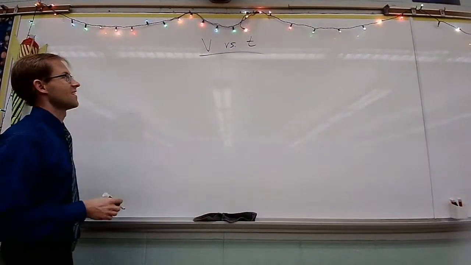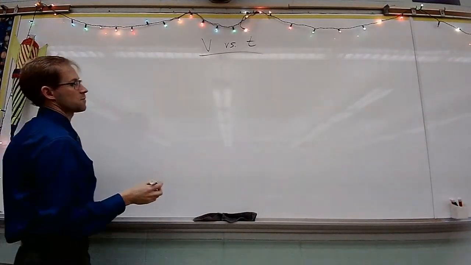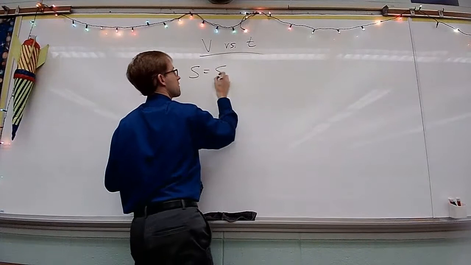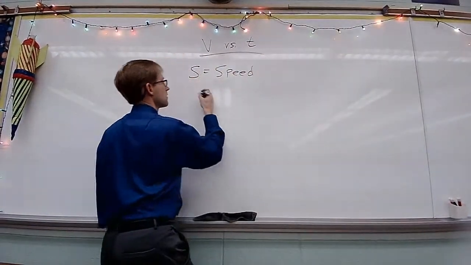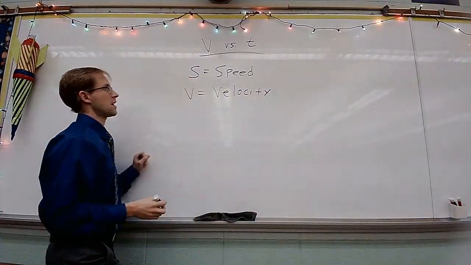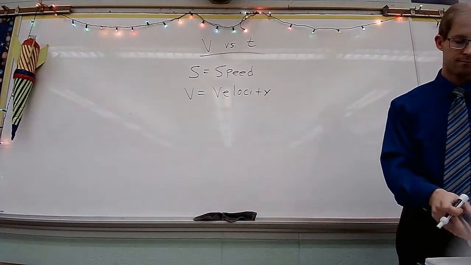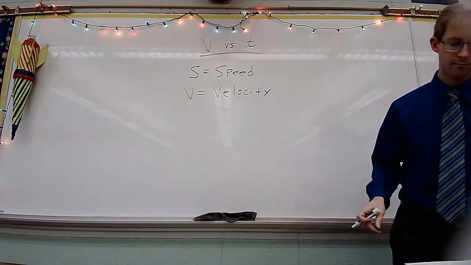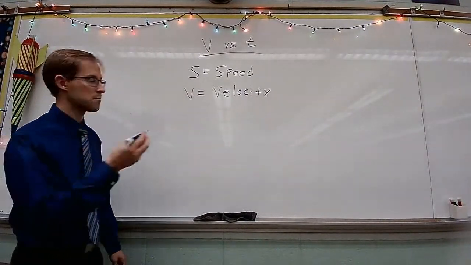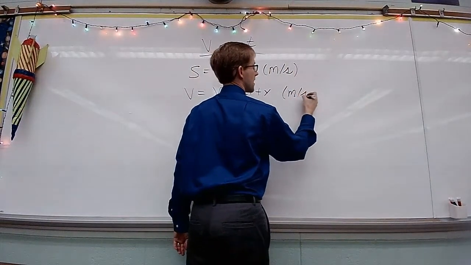So, all right, in terms of our velocity time graphs, well, let's make sure we're aware of some notation here. Of course, S would stand for speed. V is for velocity. And both of those two things, of course, are both measured in meters per second. It's the same idea with both.